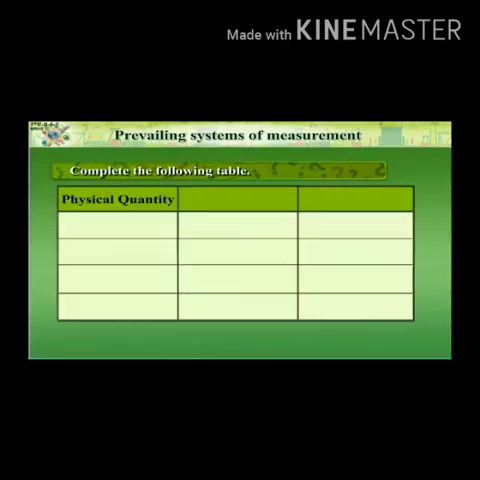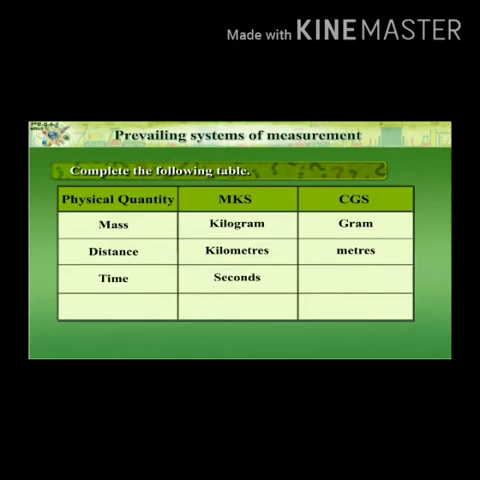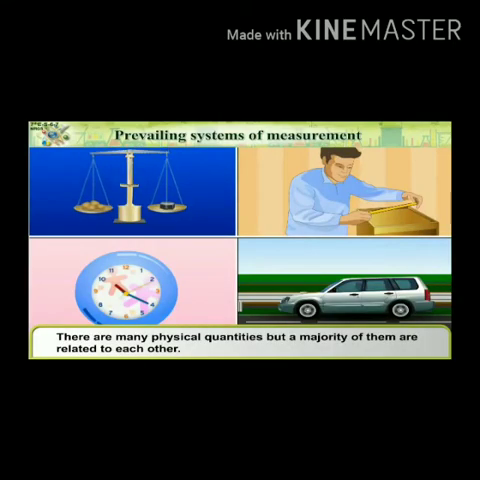Now, we will see this table: physical quantity, MKS and CGS. Now for mass, what will be the measurement? Kilogram. For CGS, gram. Now distance, how to measure it for MKS? Kilometers, and for CGS, meter. For time, seconds, CGS, also seconds. Speed, kilometer per hour, and in CGS, meter per second.